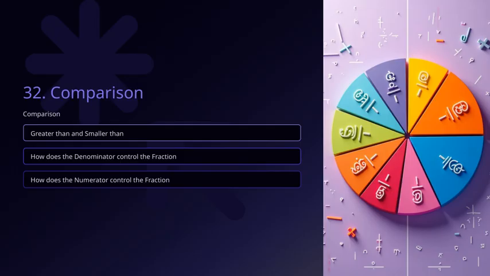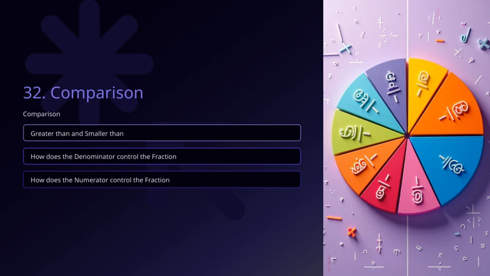Next, consider how the numerator controls the fraction. The numerator, the top number, indicates how many parts we are considering. A larger numerator means we're taking more parts, which makes the fraction larger, assuming the denominator stays the same. Conversely, a smaller numerator means fewer parts, resulting in a smaller fraction.